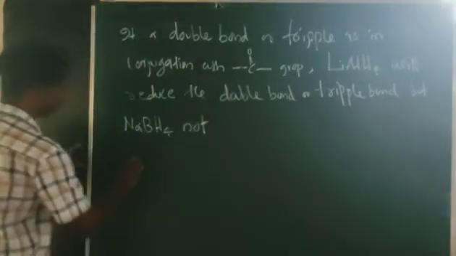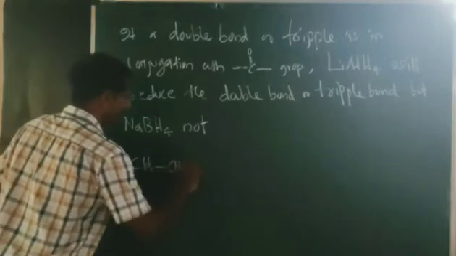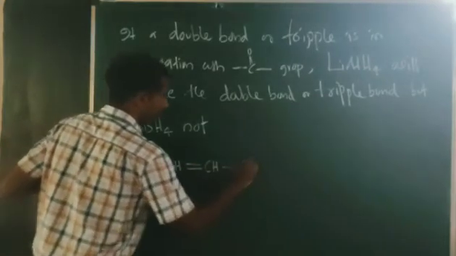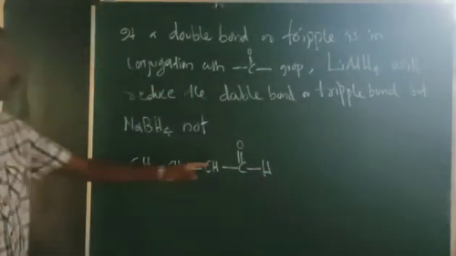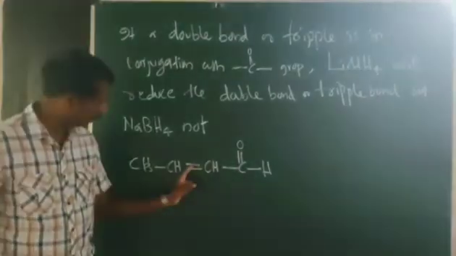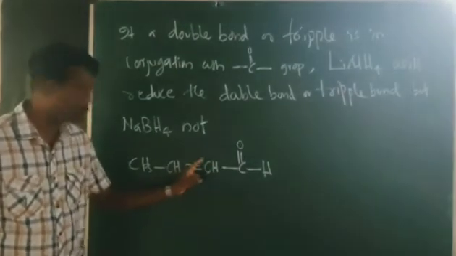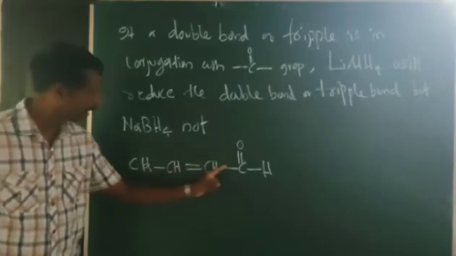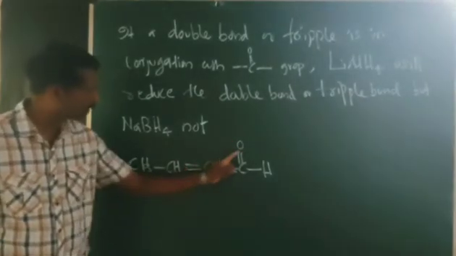First we write an example: CH3, CH double bond CH, single bond, C double bond O, H. This double bond is in conjugation with the CO group. What do we mean by conjugation? Here is a double bond, a single bond, and another double bond, so these two double bonds are in conjugation.